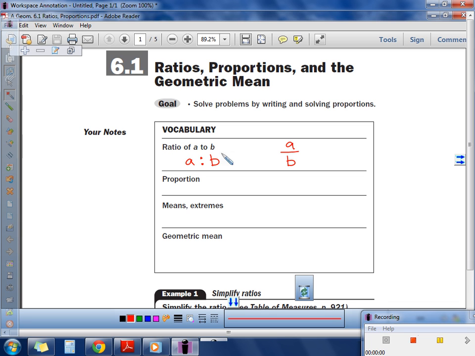A lot of people get these ratios confused with proportions. What's an example of a proportion? Well, I'll go ahead and start you off. A fraction equals another fraction. What are some examples of some variables we could throw in there? 1/2 is equal to 2/4. That would work. Let's use some variables though. So like A over B equals C over D.